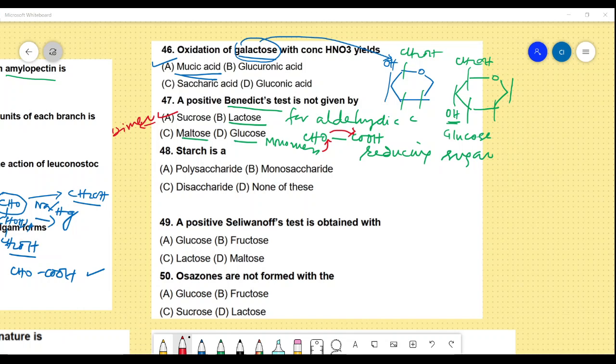Okay, so 48 is: starch is a polysaccharide, monosaccharide, disaccharide, or none of this? I think we have seen starch as a polysaccharide. If you answer it as a disaccharide, it is not wrong. I mean, it consists of many disaccharide units, but it is a polysaccharide.